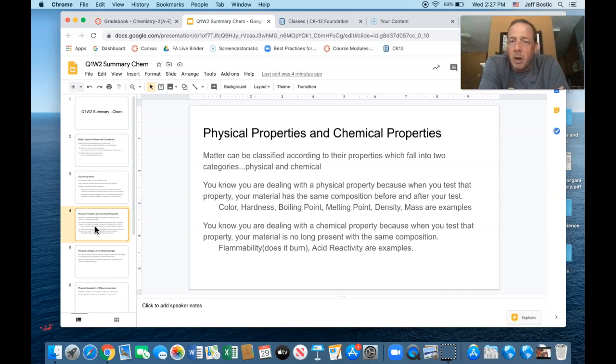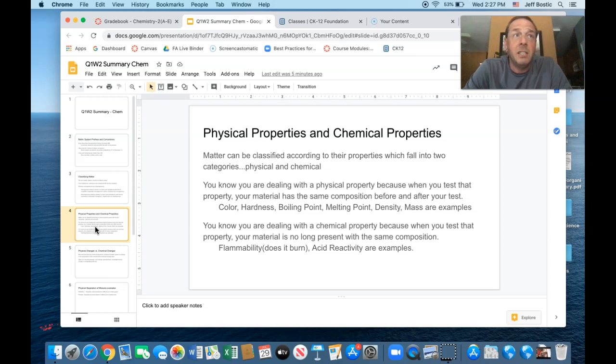We talked about physical properties and chemical properties. All matter can be classified according to the properties that it has, and those properties fall into either physical or chemical. When you test a physical property, you will always have the same material, the same composition, when you're done testing that property as when you started. It might be a different form or phase.